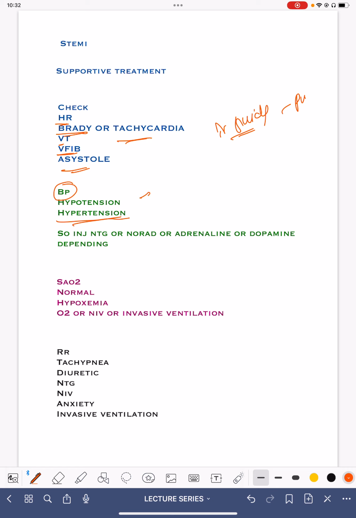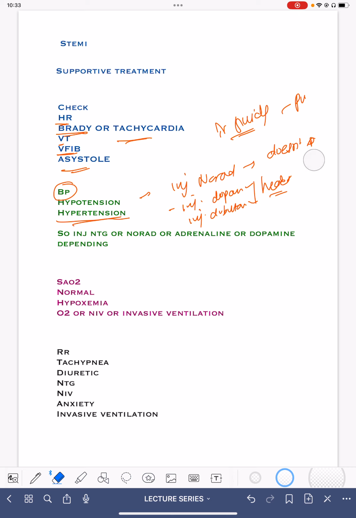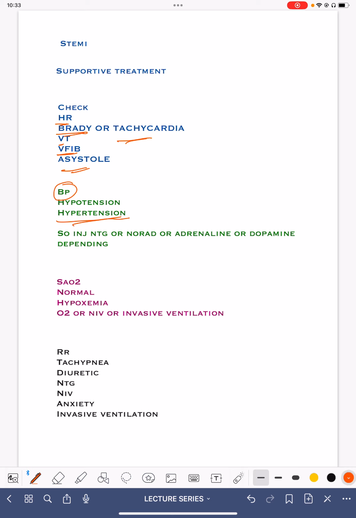The patient can be given injection NORAD, because NORAD doesn't increase the heart rate, or the patient can be given injection dopamine or dobutamine to increase the pumping capability of the heart. But we have to be very careful not to have tachycardias or tachyarrhythmias, because dopamine markedly increases the contractility of the heart, but it can also increase the risk of arrhythmia, especially SVT and VT. So we have to be very careful with that. And the patient can be given injection vasopressin also, if the blood pressure has to be maintained.